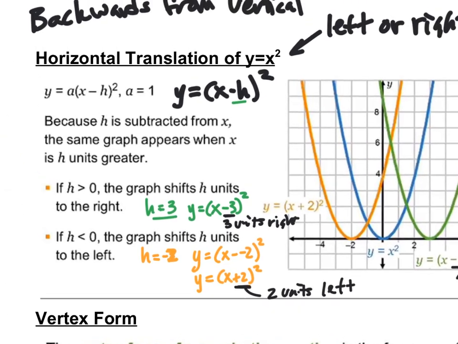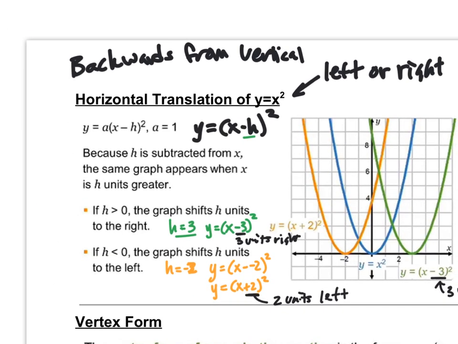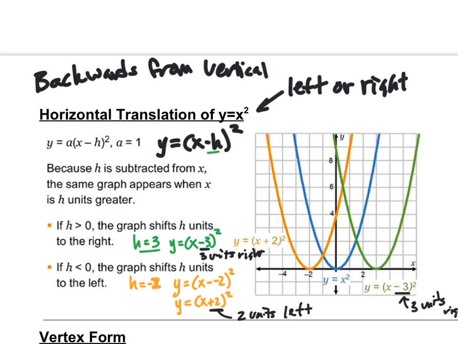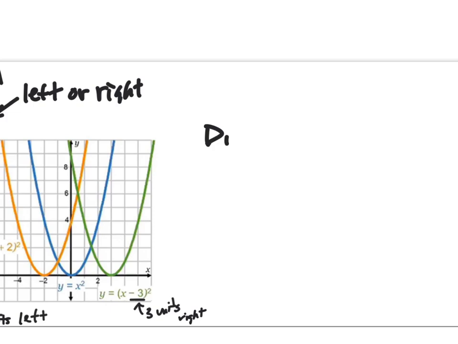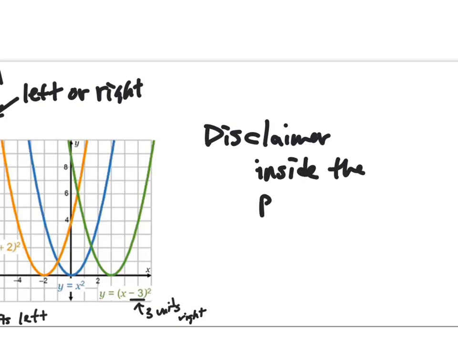So when you had the other one, when you had the vertical, remember how that just followed the sign? But it's kind of hard to determine what the value of h is. It's kind of backwards because you have a minus h in the formula. So what you have to do is just look at it and say, all right, there's a disclaimer here: the horizontal translation is inside the parentheses.